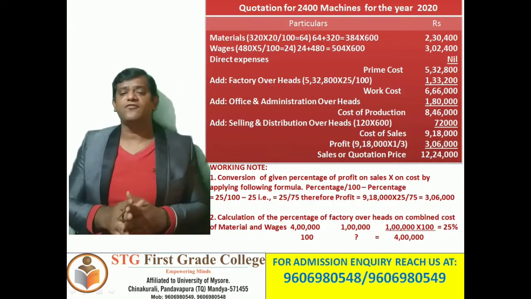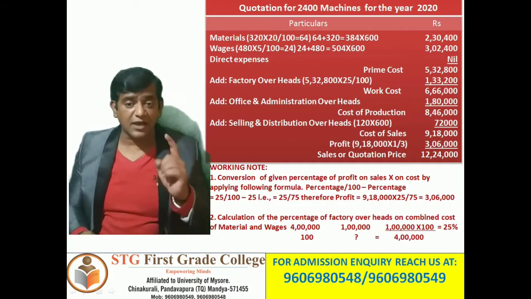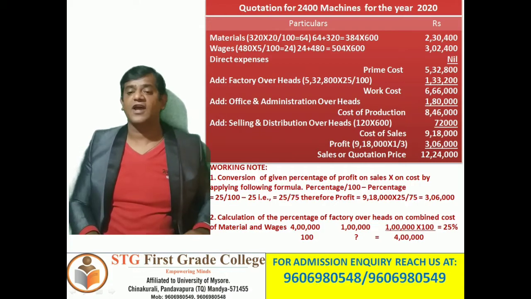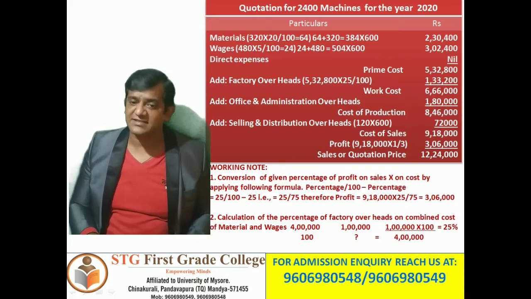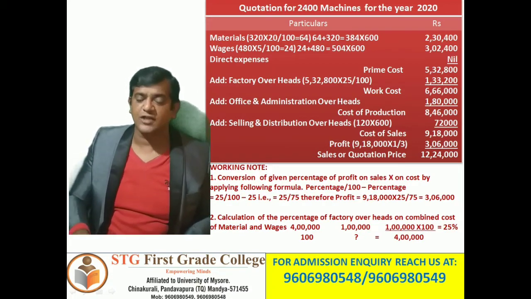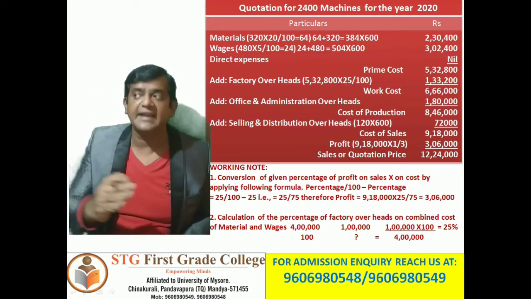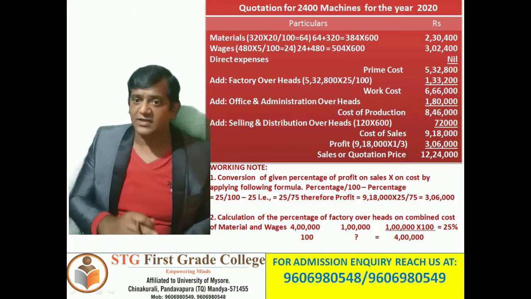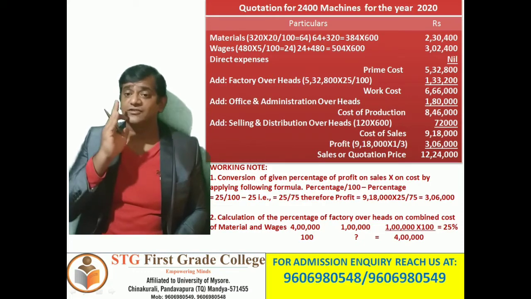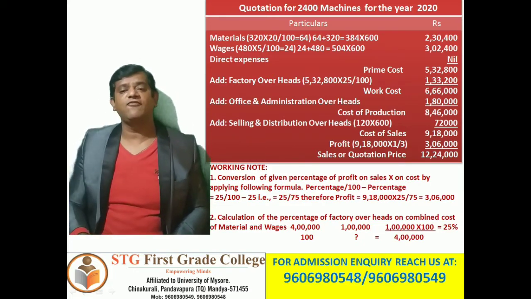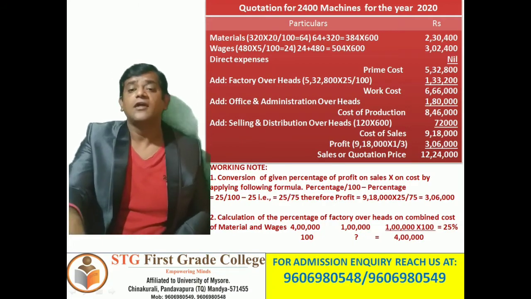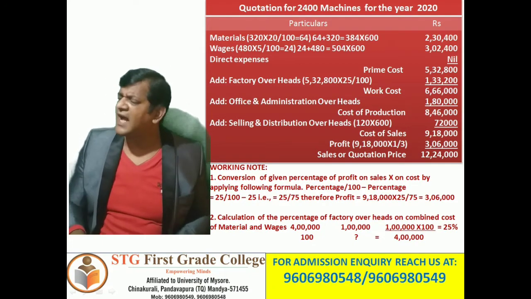Therefore profit is 9,18,000, that is cost of sales, into 25 divided by 75. That comes to 3,06,000. Now cost of sales 9,18,000 plus profit 3,06,000. So the sale or quotation price is going to be 12,24,000. So quotation price we got is 12,24,000. We are done with the problem.